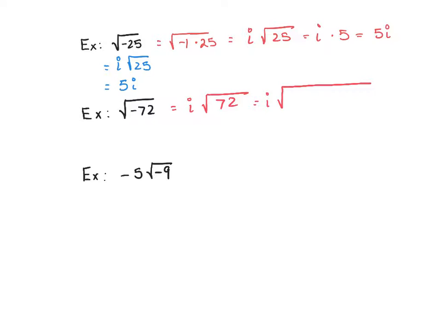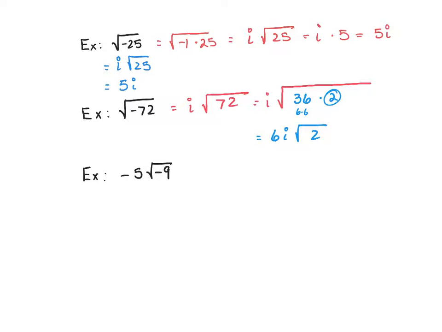I would try to find a factorization for 72 that includes a perfect square. In this case, I would factor it as 36 times 2. The reason I'd use 36 is because 36 is a perfect square. It is a 6 times 6. And if it's a perfect square, you can square root it. Square root of 36 is 6, so I get 6i. And what's left inside is the 2, so it's 6i root 2.